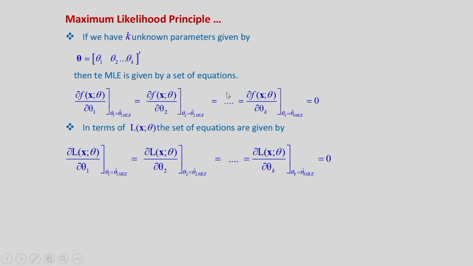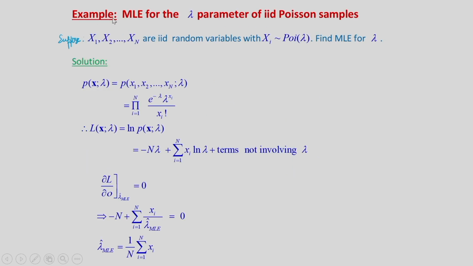So, if we solve these two conditions, then we will find out the theta hat MLE. We will consider some examples. First example is MLE for the lambda parameter of the IID Poisson samples. Suppose x1, x2 up to xn are IID random variables with each xi distributed as Poisson with lambda parameter. Find MLE for lambda. So, let us solve this.